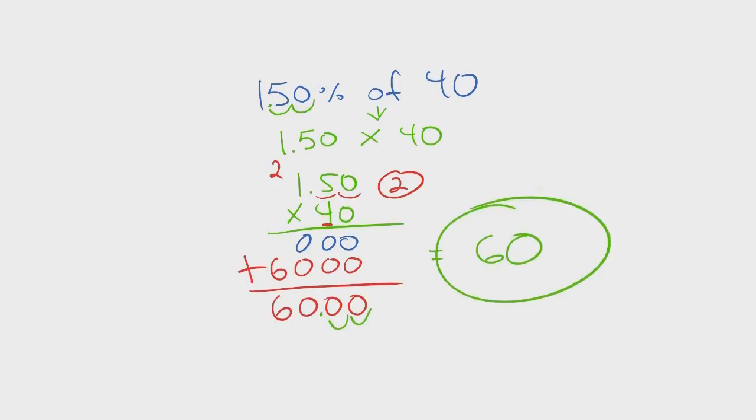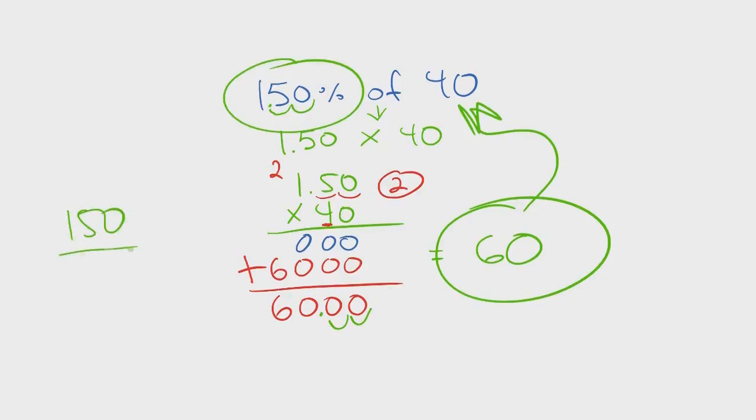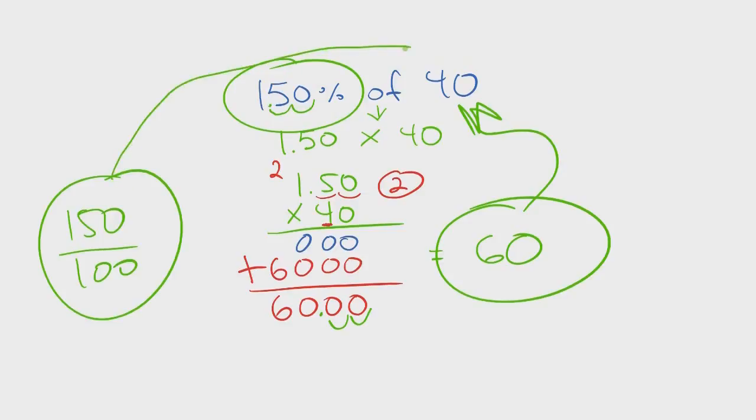For an answer. And of course this is going to be bigger than this because you're doing 150%. Remember, a percent is out of 100. So you actually have 150 out of 100, which tells us that the percent is going to be bigger than this number. So the answer is going to be greater than 40.